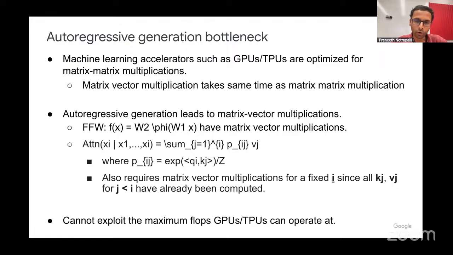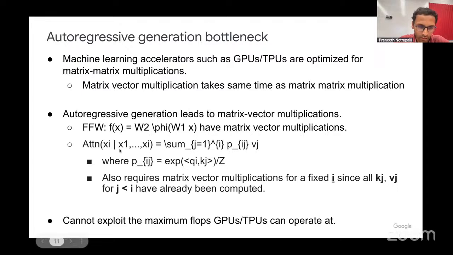We are not able to effectively utilize the full power of these GPUs or TPUs, because in the time they were able to do a matrix multiplication, we are ending up doing only matrix vector multiplications. This autoregressive generation leads to matrix vector multiplication because if you look at the feedforward layer, it has the form W2 phi of W1x. If we are only processing one token at a time, x is a vector, so we have a matrix vector multiplication here, which gives a vector, and then another matrix vector multiplication.